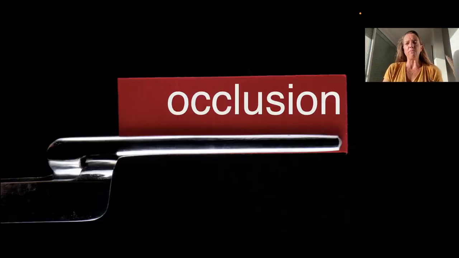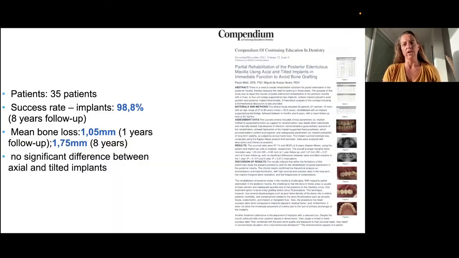Another very important thing is that, as you know, we like to go for immediate function, and occlusion is very important. Now, in the papers that we have published, here is the paper from Malo and Miguel Nobre in 2011 on the partial rehabilitation of the posterior maxilla using one straight implant, one axial implant, and tilted implants, like the All-on-4, like I told you.